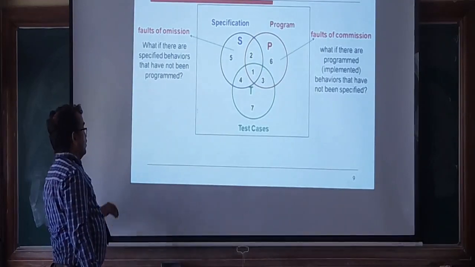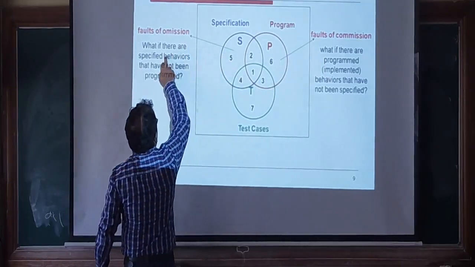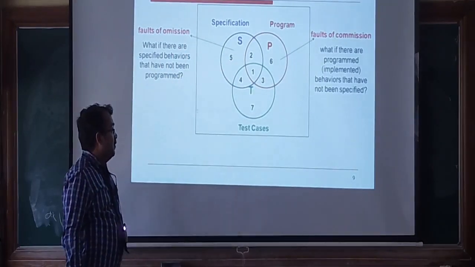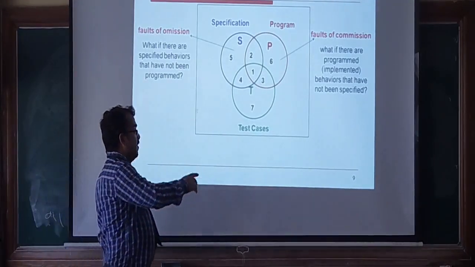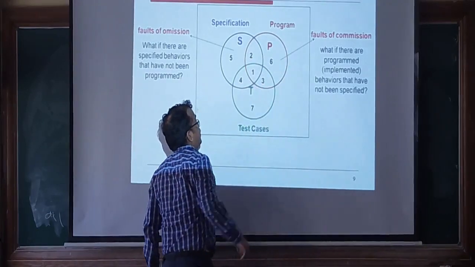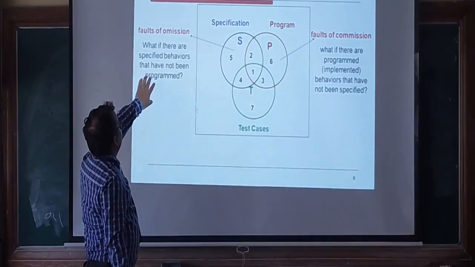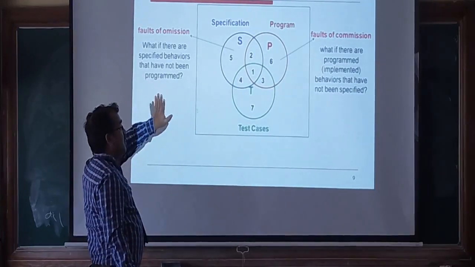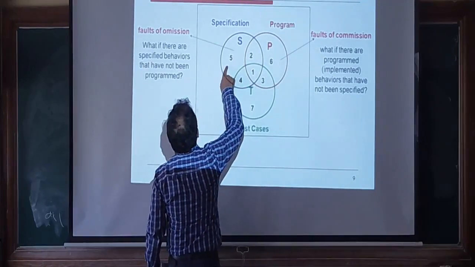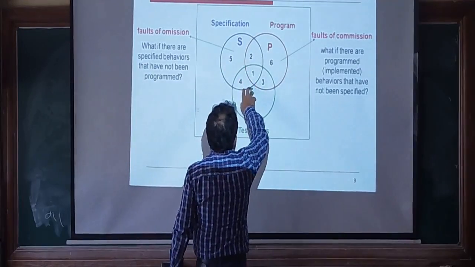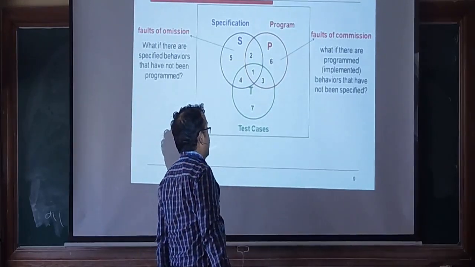Okay. So from here you can see this part is the faults of omission. Why is this a fault of omission? It was specified, but it was not covered by the coding part, not programming. So it is the part which is ignored by the coding. If there is a specified behavior that has not been included by the program, it goes into the part of the specification, that is the faults of omission. Okay. So 5 is the faults of omission.